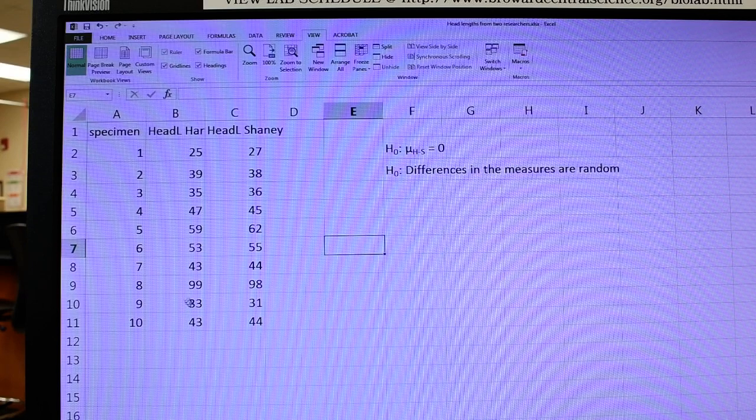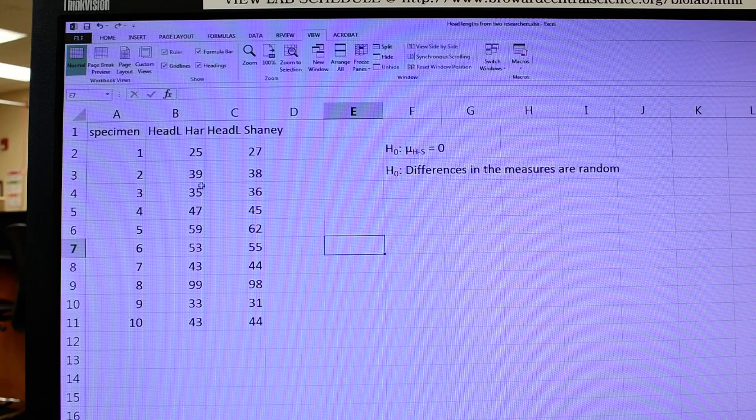Okay, so at first glance, we've got these two sets of data here. So we have all these measurements that Harvey took, and then we've got all these measurements that Shaney took. So some people might say, well, couldn't we just do what we did in the previous video and just compare the means of these two things? The answer to that is no. That would almost certainly be a non-significant comparison.